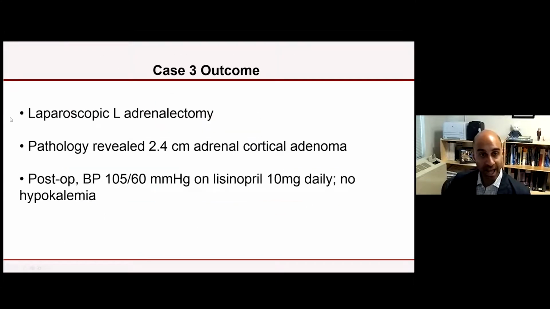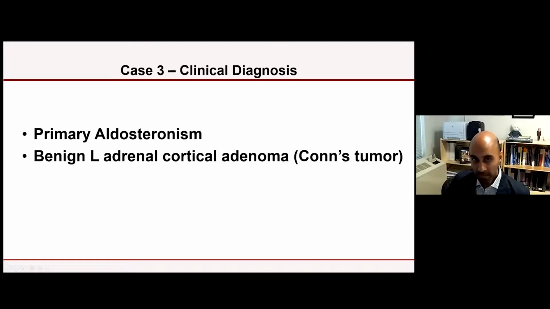So this patient had a laparoscopic left adrenalectomy. The pathology confirmed an adrenocortical adenoma, which was an aldosterone-producing adenoma. And postoperatively, she had a remarkable improvement in her blood pressure and required only a low dose of lisinopril. Hypokalemia was completely cured. So this is primary aldosteronism due to a benign left-sided aldosterone-producing adenoma, or sometimes referred to as a Conn's tumor.